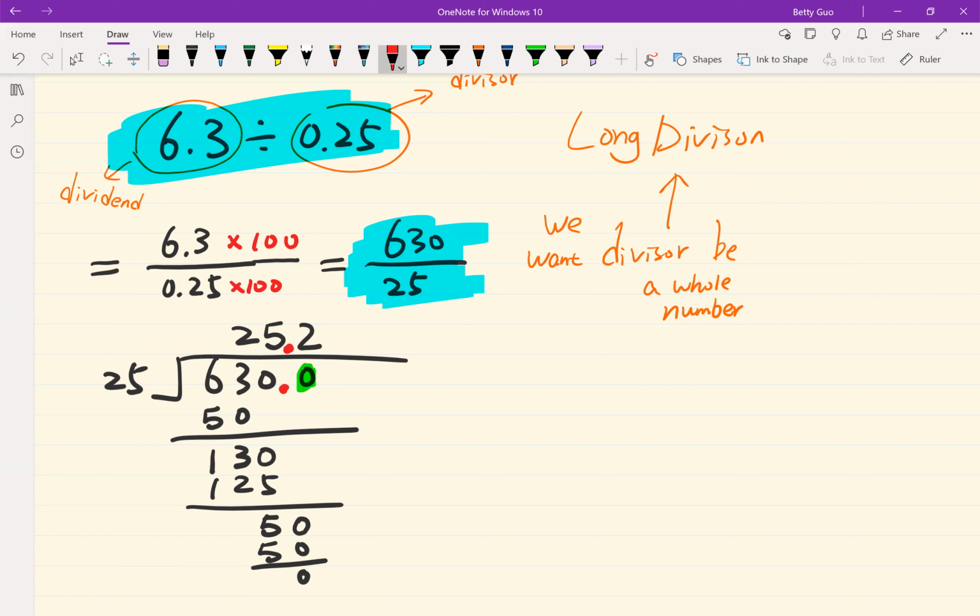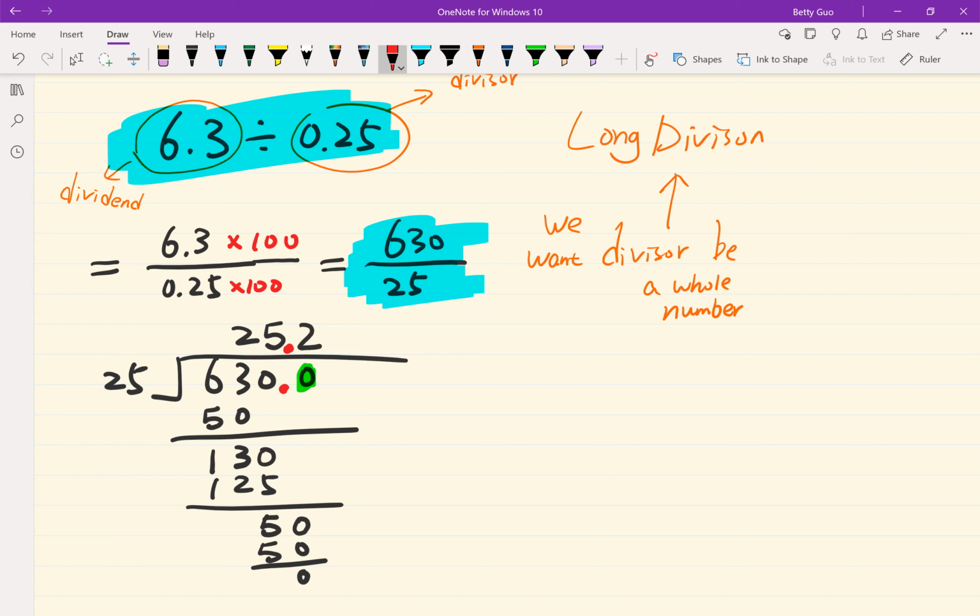We just need to do the same thing to the dividend. We move the decimal point in the dividend to the right twice. We got 630. That might be easier, right? It's the same as multiplying the dividend and the divisor by 100. In other words, whatever you do to the divisor, you're going to do the same thing with the dividend.